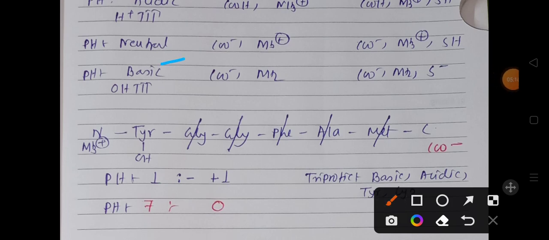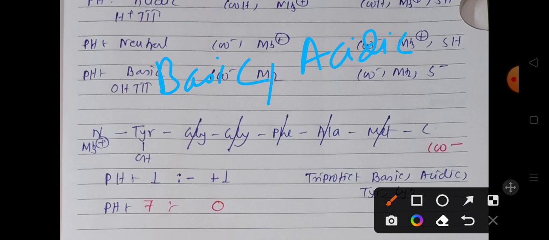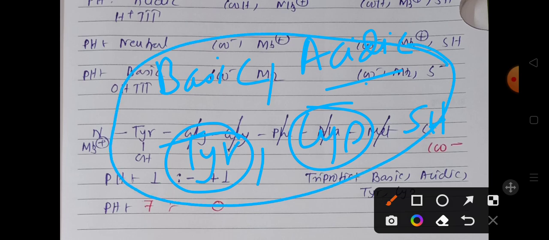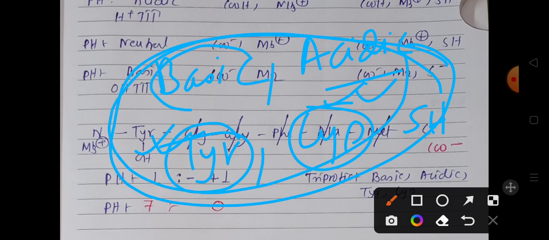Now your second job will be to ignore all the diprotic amino acids. Diprotic amino acids are those with only one NH2 and one COOH present. So remember, except basic amino acids, for example lysine, arginine, histidine, acidic amino acids, for example aspartic acid, glutamic acid, and tyrosine, which contains an OH group in its R group, and cysteine, which contains an SH in its R group, all the remaining amino acids are diprotic amino acids.